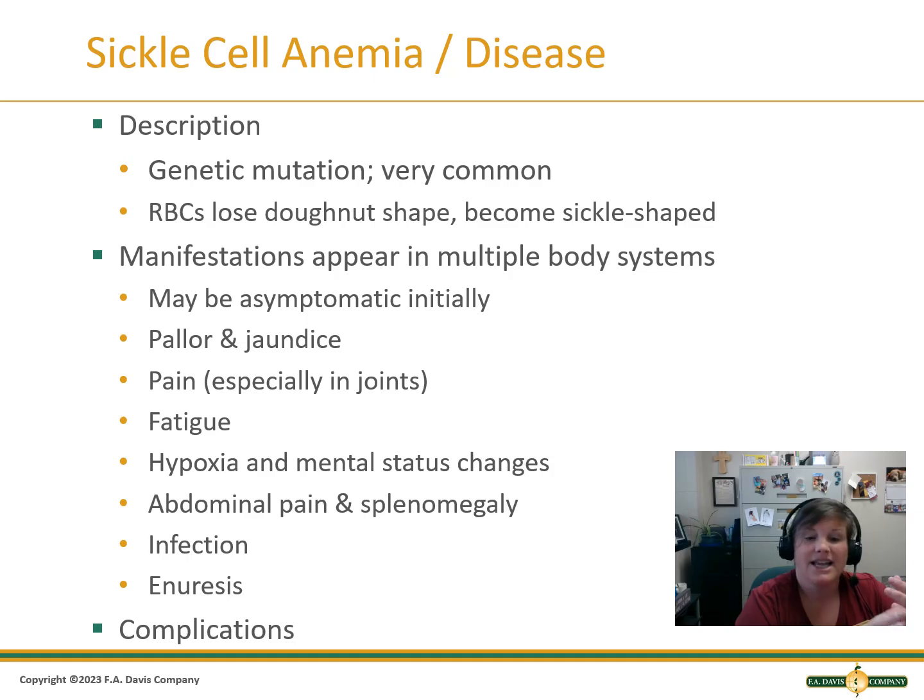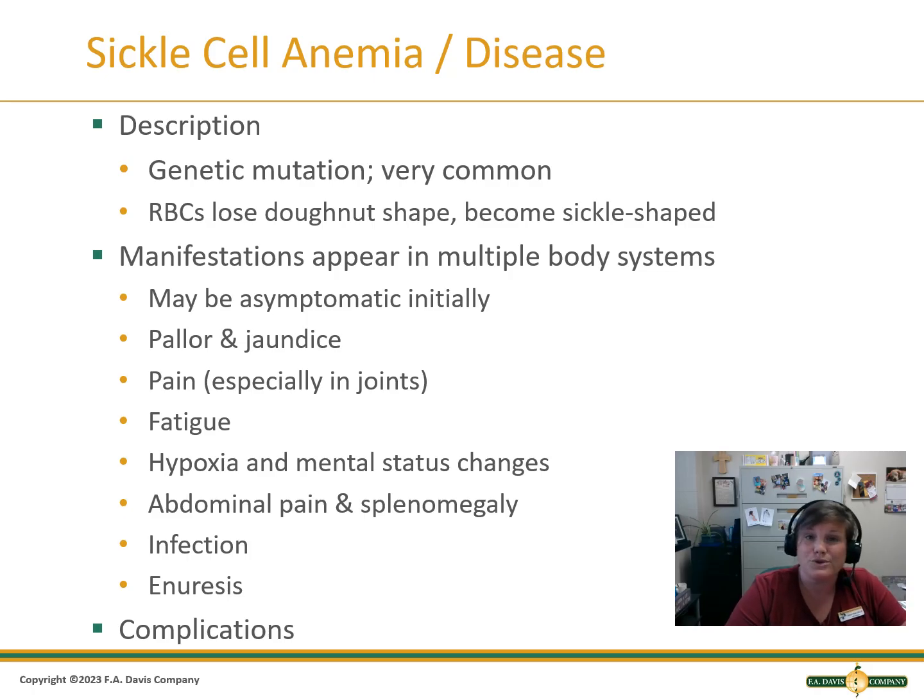experience fatigue and weakness, pallor, that pale color. They could even end up jaundiced with sickle cell. They also typically have pain, especially in their joints, because the blood flow is affected in those locations because of the abnormal configuration of these cells. They can experience mental status changes associated with hypoxia. They can have abdominal pain, and like we mentioned previously with iron deficiency anemia, splenomegaly is a possibility.